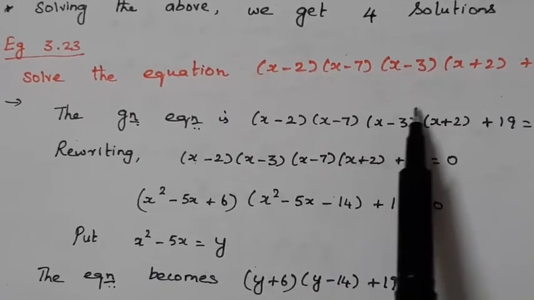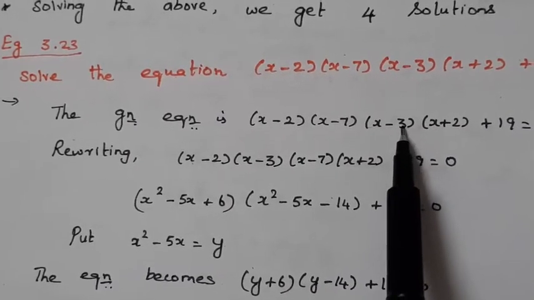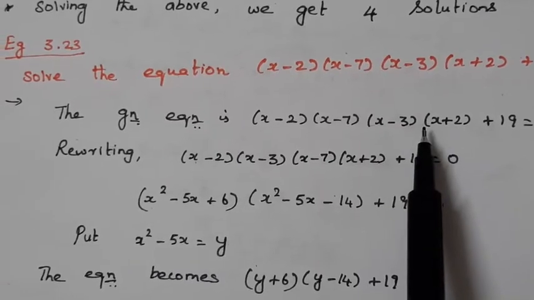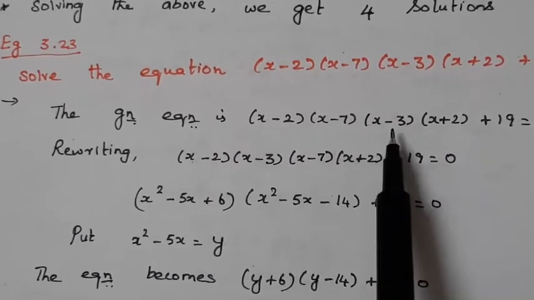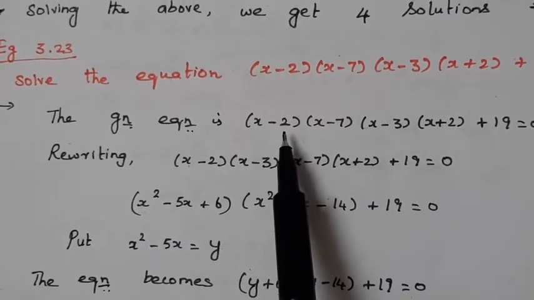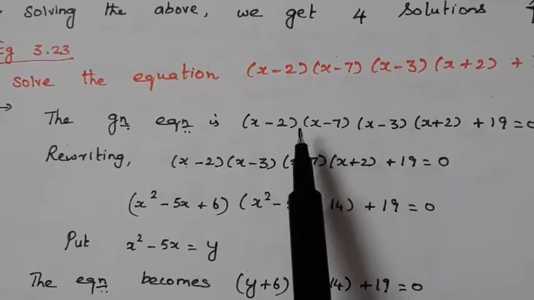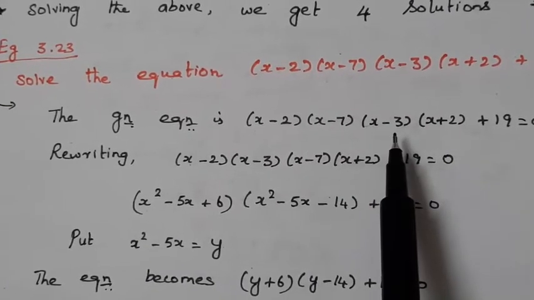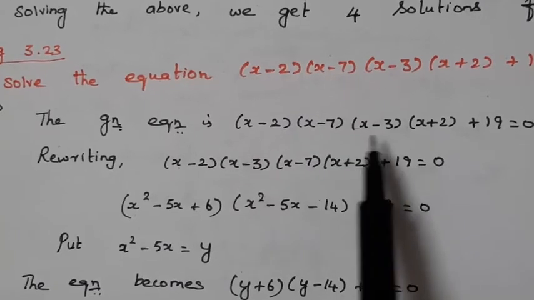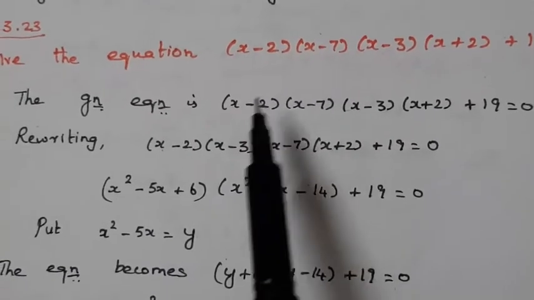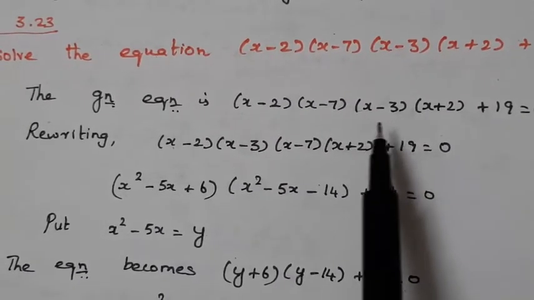And here x squared, then minus 3x plus 2x, minus x. So if you take the first two and the second two, the coefficient of x squared may be same, but the coefficient of x is not same. So you shouldn't take this pair.